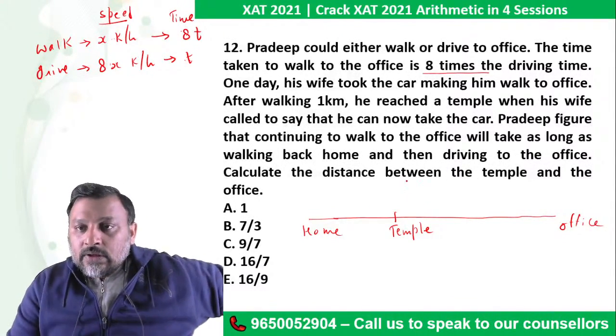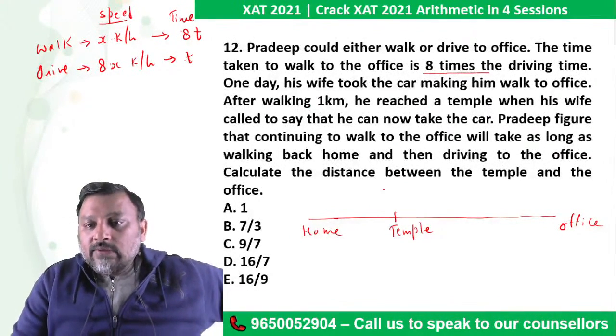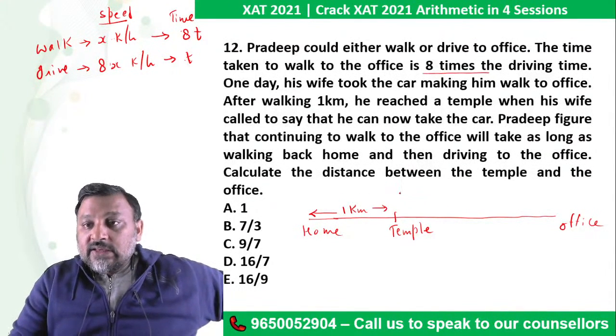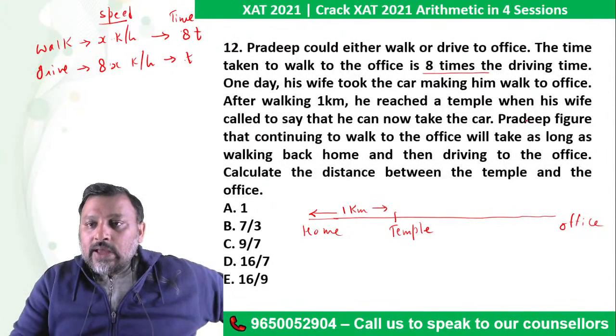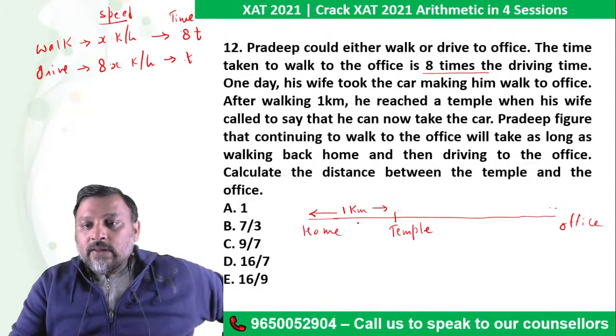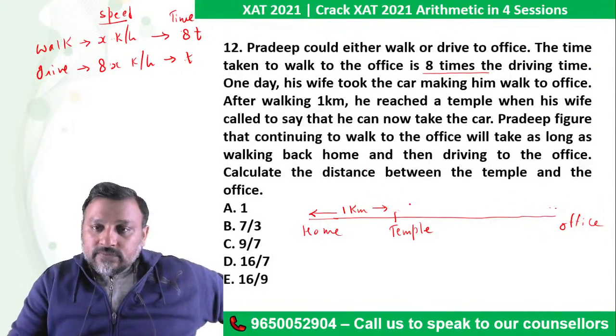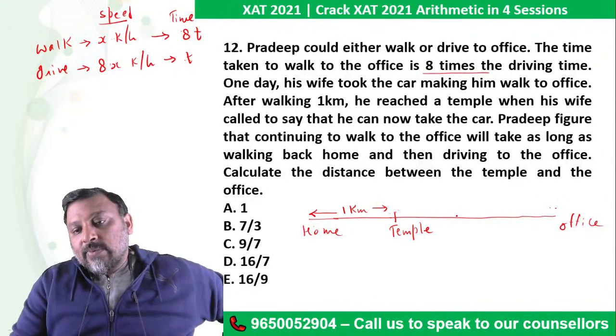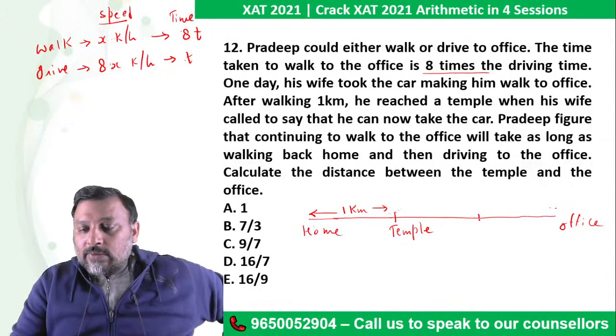Now, the scenario is given: after walking 1 kilometer, he reached a temple when his wife called. Pradeep figured that continuing to walk to his office, that means continuing to travel this distance, will take as long as walking back home and then driving to the office. So can we say, whether he goes 1 kilometer from the temple to home or 1 kilometer from the temple towards the office, in both cases time taken would be the same.